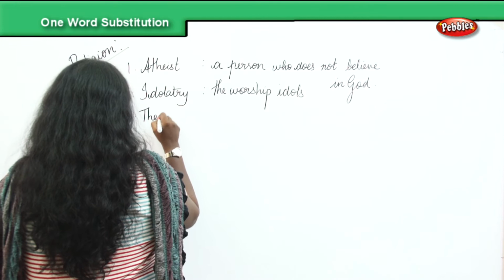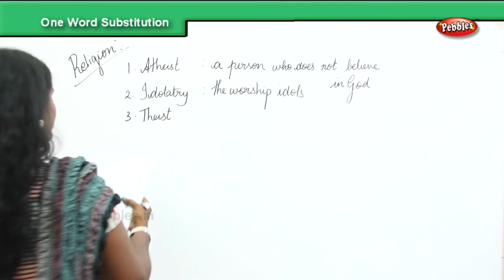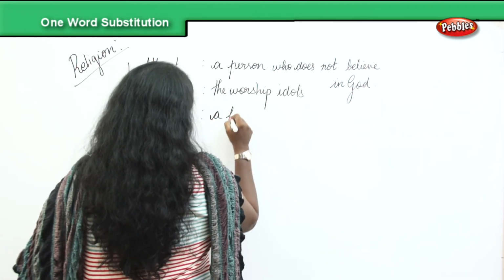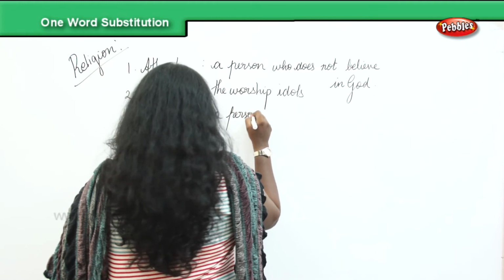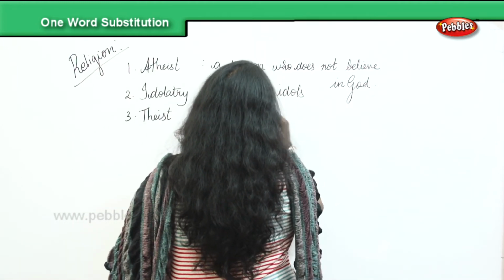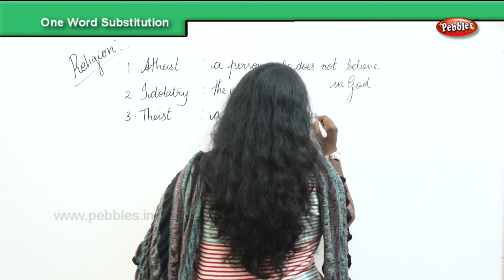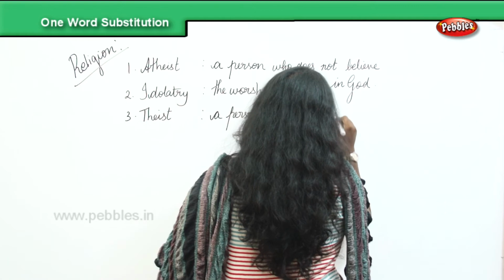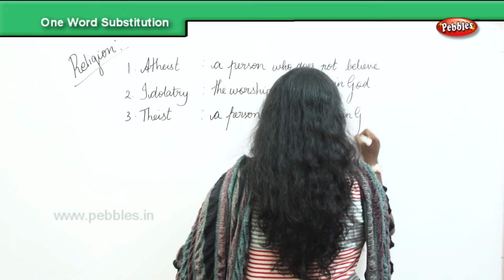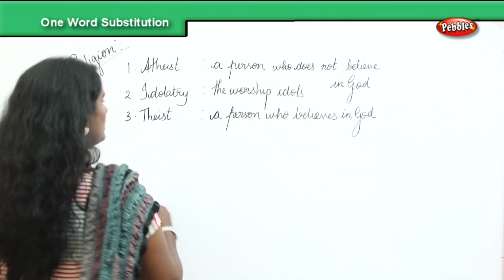Theist. We've already seen atheist, who is a non-believer of God. Theist, a person who believes in God, or one who believes in the existence of God, is called a theist.